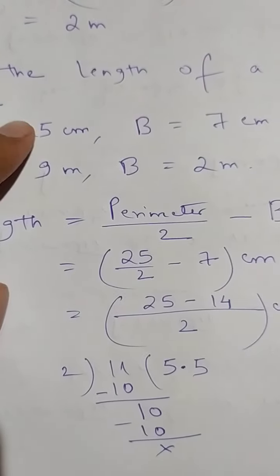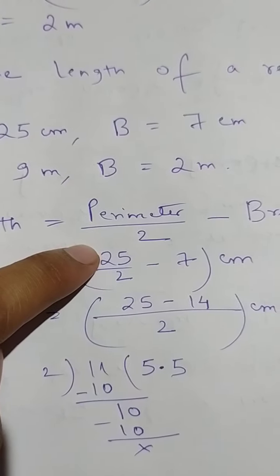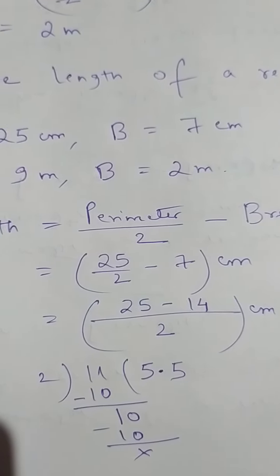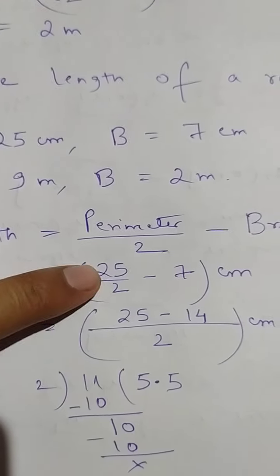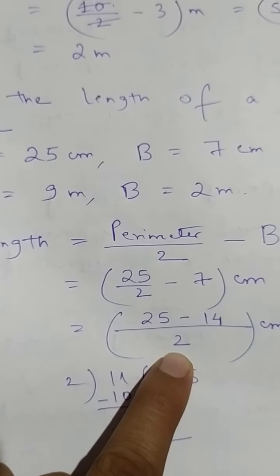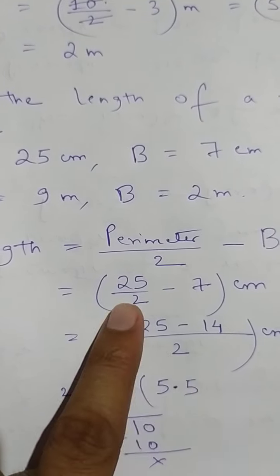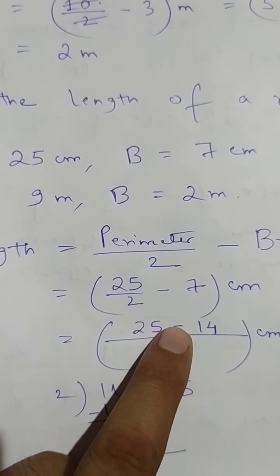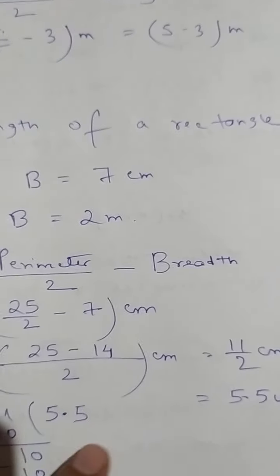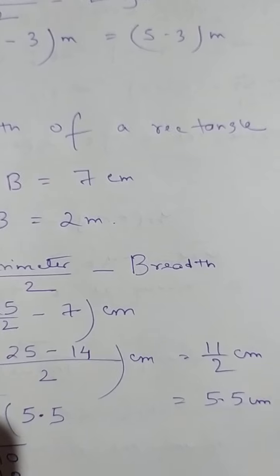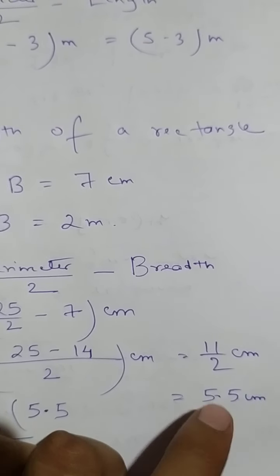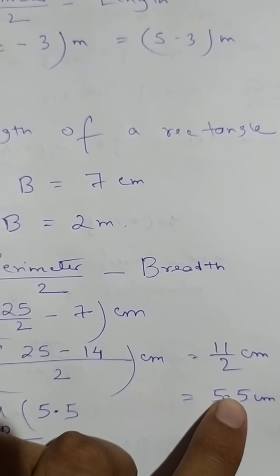Okay, so in the first case perimeter 25 and breadth is 7. So write down the values. Perimeter 25 by 2 minus 7 and unit is centimeter. Now you see 25 by 2 you cannot cancel here. So what we are doing, we are taking the LCM, which will be 2. 25 minus 14 cm, and 25 minus 14 means it is coming 11 by 2 cm, and 11 by 2, if you divide, it will come 5.5 cm. That means your length is coming 5.5 cm.